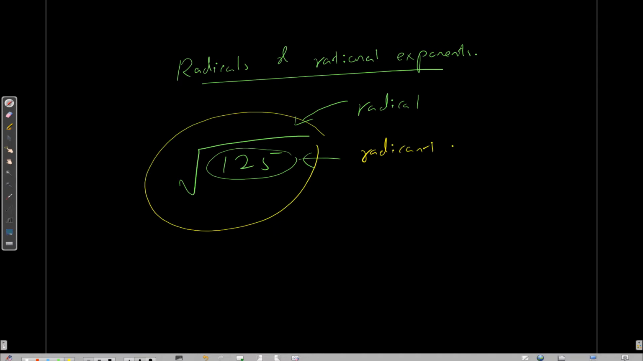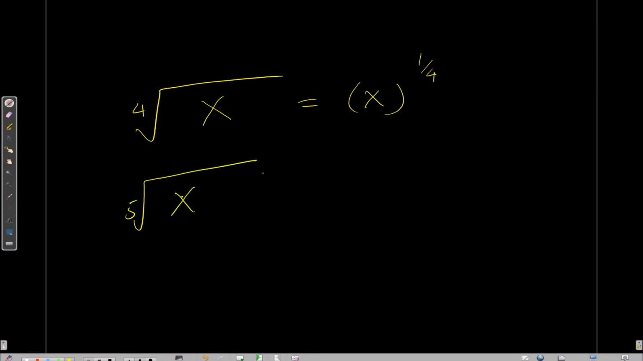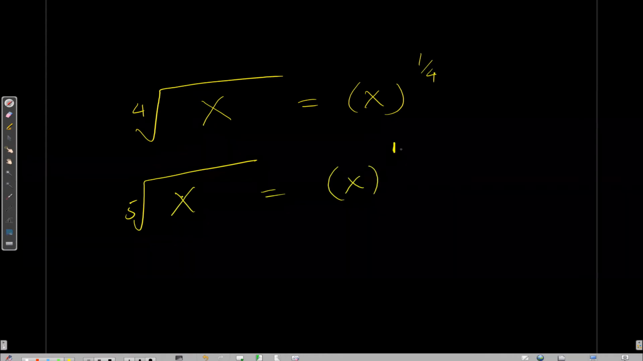That is the idea. Now, first thing to note, with this radical sign, if you put n here, let's say 81, that means 81 raised to 1/nth power. Simple as that. So if you have the 4th root of x, this is x raised to 1/4. If you have the 5th root of x, this is x raised to 1/5.